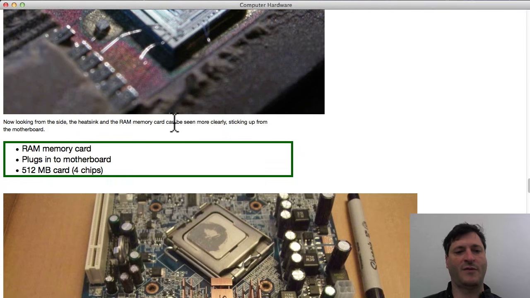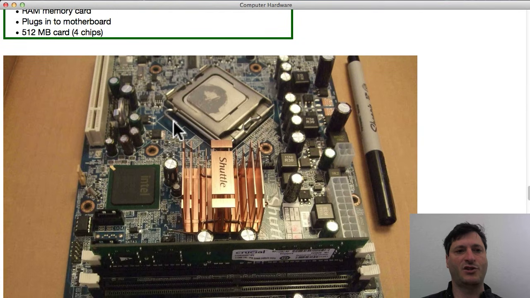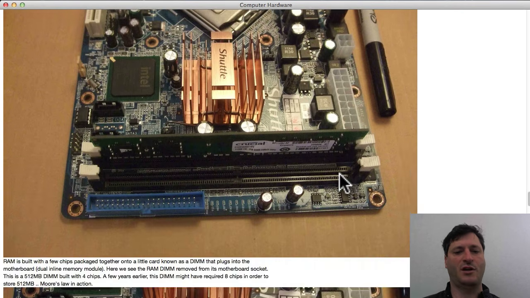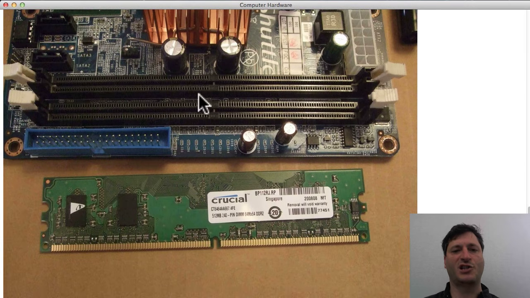Alrighty. So that's the CPU in this computer. So now let's look at the RAM. So look at the side of the computer here. This is the RAM. It's on a little separate card. And in this picture, I've removed the card. So the card fits into this slot here.